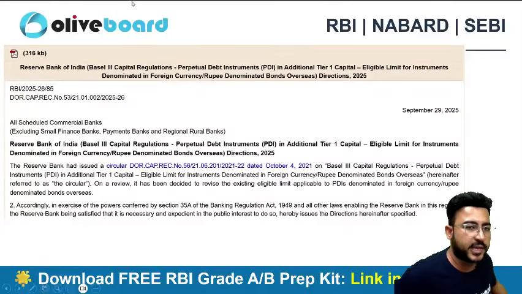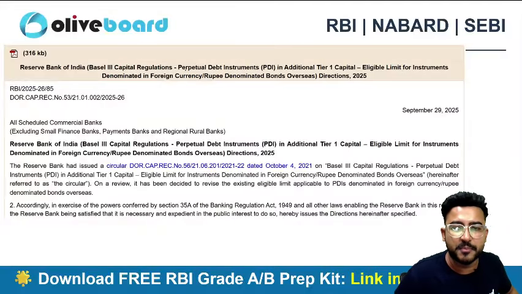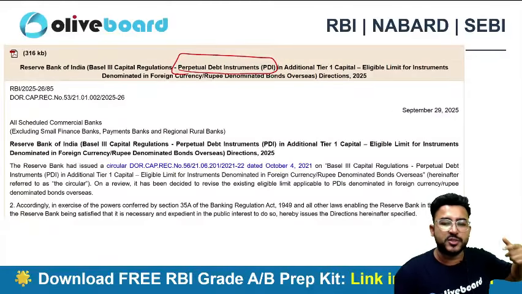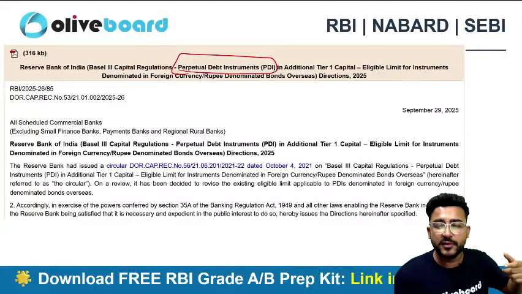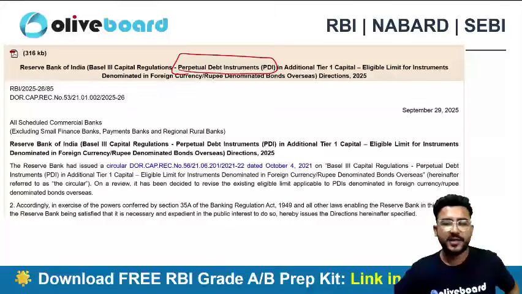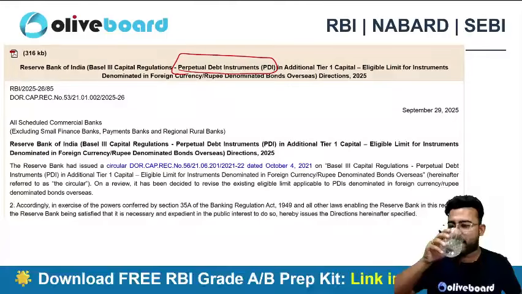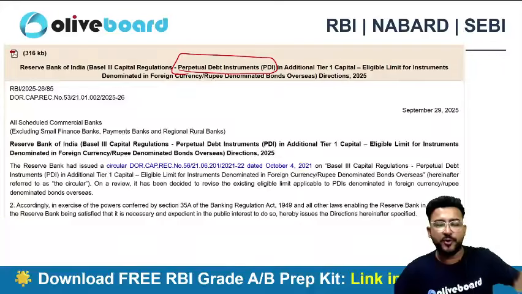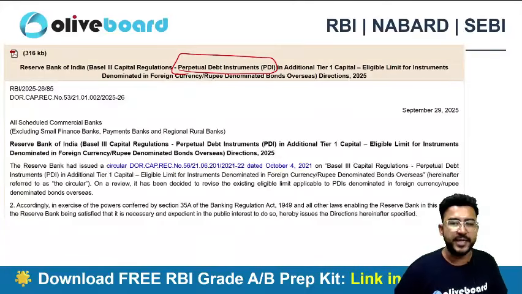Next one is regarding your Basel III capital regulation, perpetual debt instrument. What is PDI? Any idea? Perpetual debt instrument, those debt instruments that don't have any kind of redemption. That's why we call them perpetual, right? They will continue to go. Perpetual, PDI.